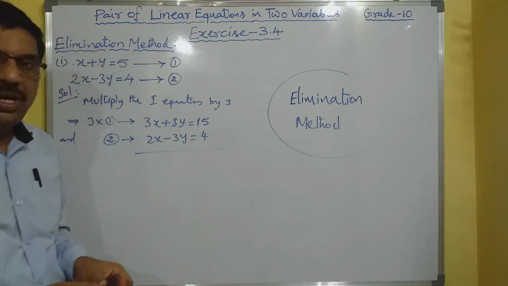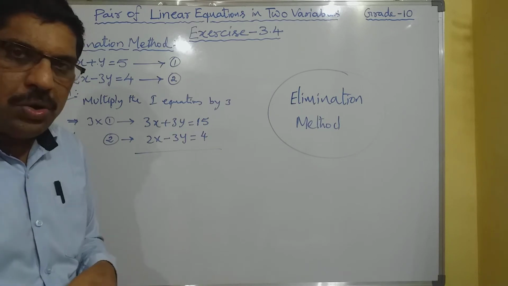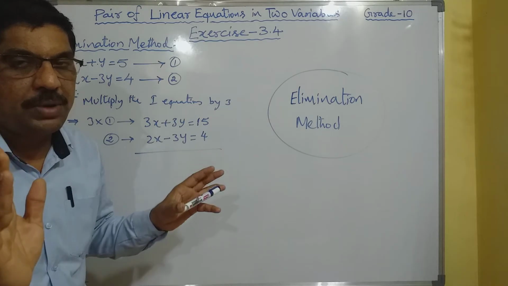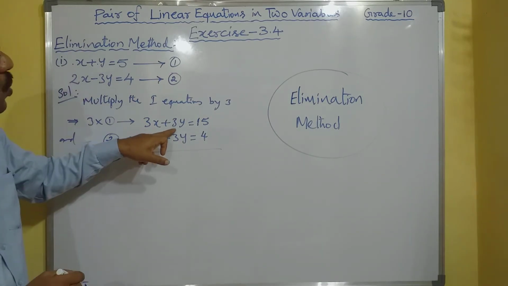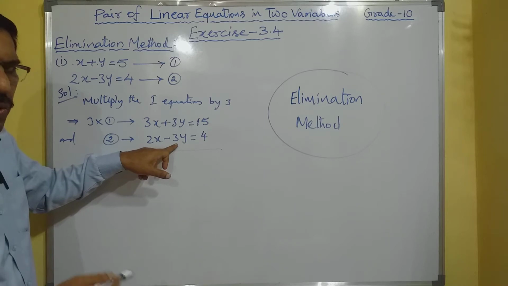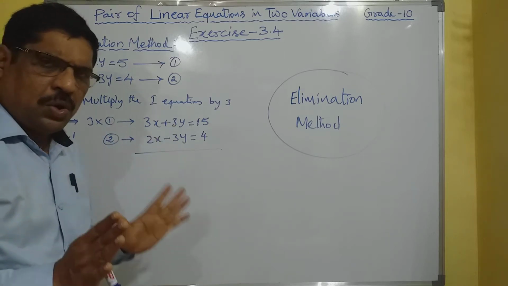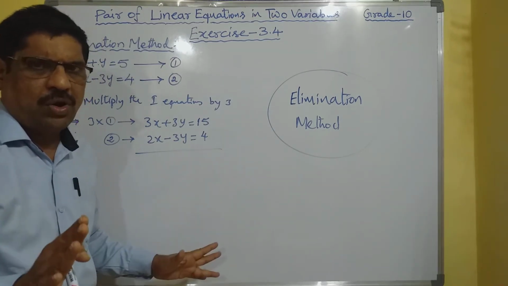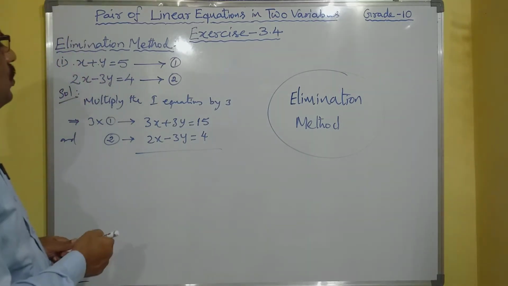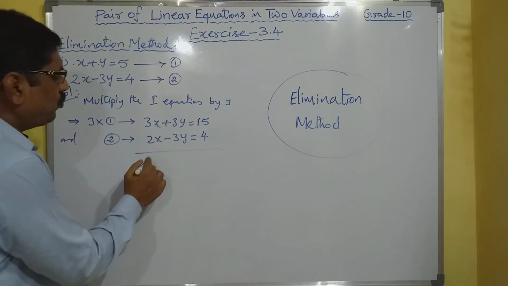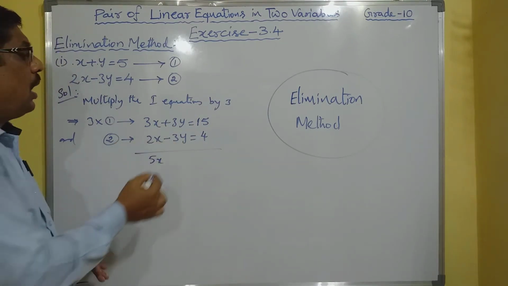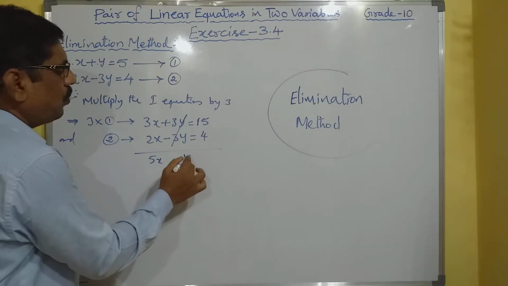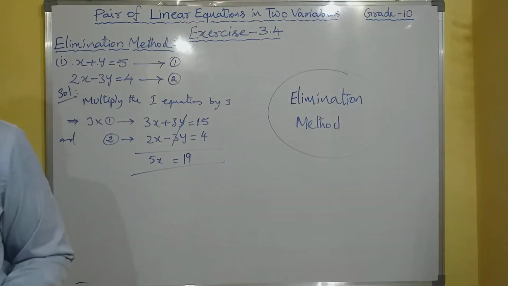Now you observe these two equations. I told you we need to make either the x coefficients or the y coefficients equal. Here we got the equal coefficients, 3 and 3. Of course, they have opposite symbols, no problem. The numerical value without the symbol must be equal for either the x coefficients or the y coefficients. Now, let us add them. 3x plus 2x is 5x, and 3y minus 3y will be cancelled. You will get 15 plus 4 is 19.